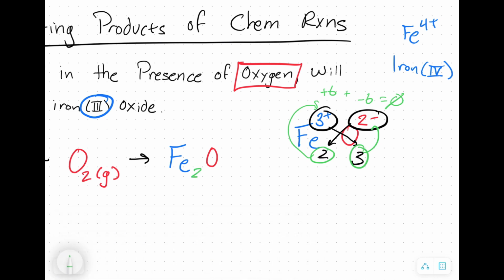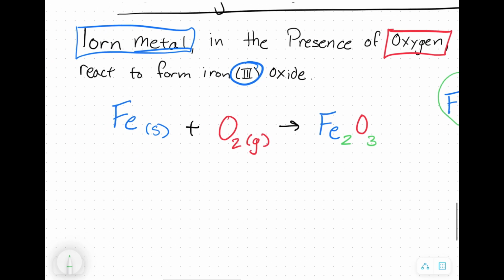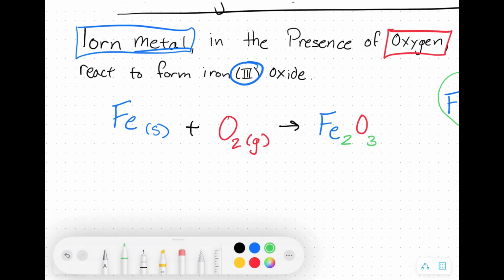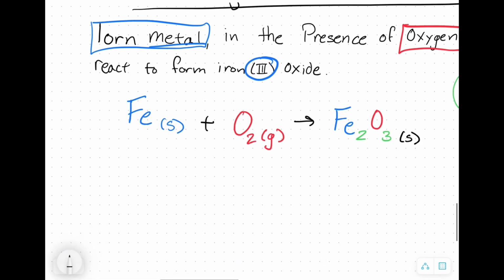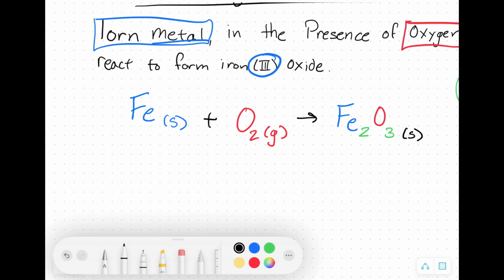So I'm going to come over here. I'm going to put my 2, my 3. And that's a little bit of a shortcut to figure out what those subscripts are going to be. And I'm going to throw my state of matter right there. So now that we have it written, I want to see if things are balanced.